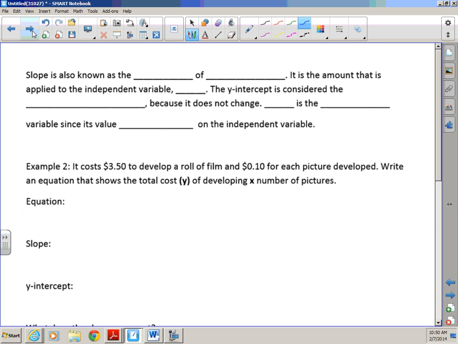Slope is also known as the rate of change. It is the amount that is applied to the independent variable, which is x. The y-intercept is considered the fixed amount because it does not change. Y is the dependent variable because its value depends or relies on the independent variable.